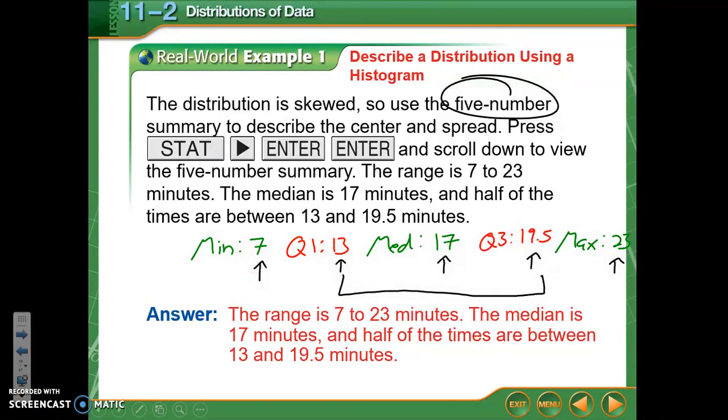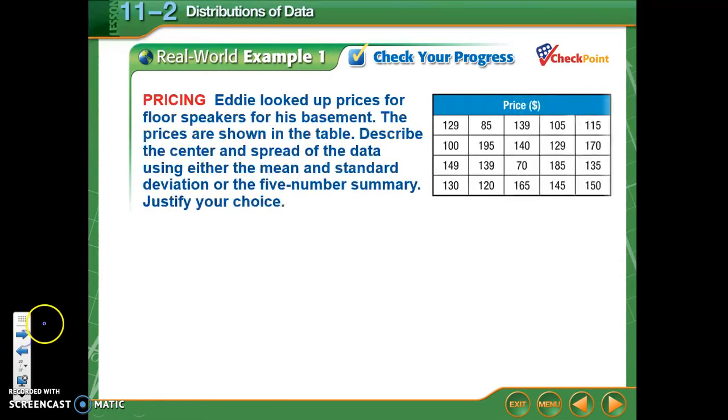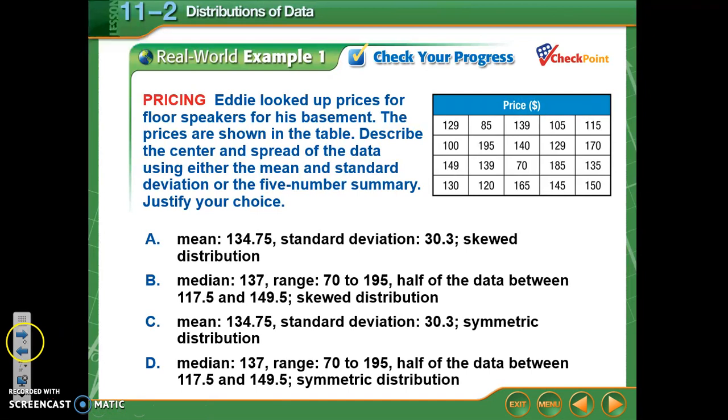All they're asking me here is to describe what's happening, right? So this is just a description of the range from 7 to 23. The median is 17. Half of my presentations were between 13 and 19.5 minutes. All right, here's another example. You guys try this one.